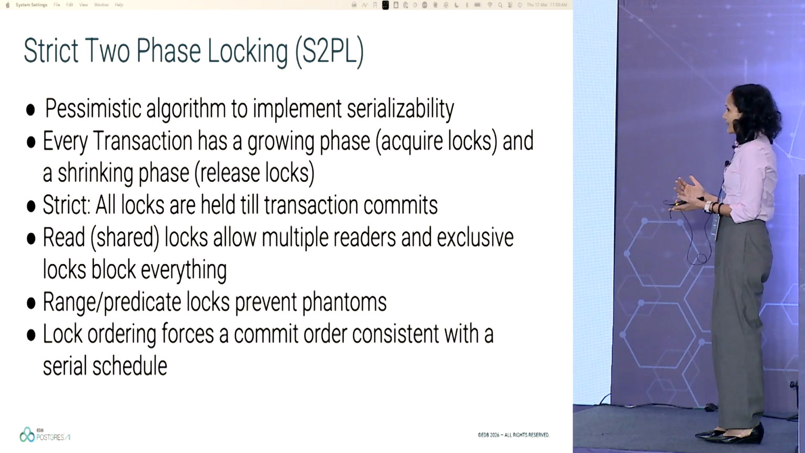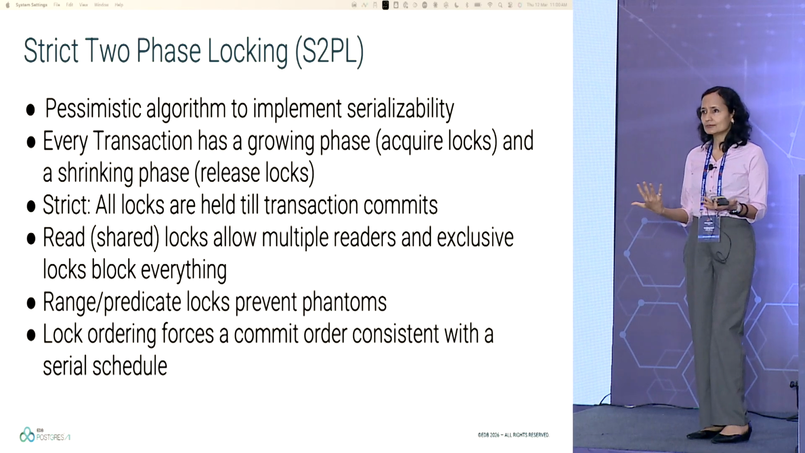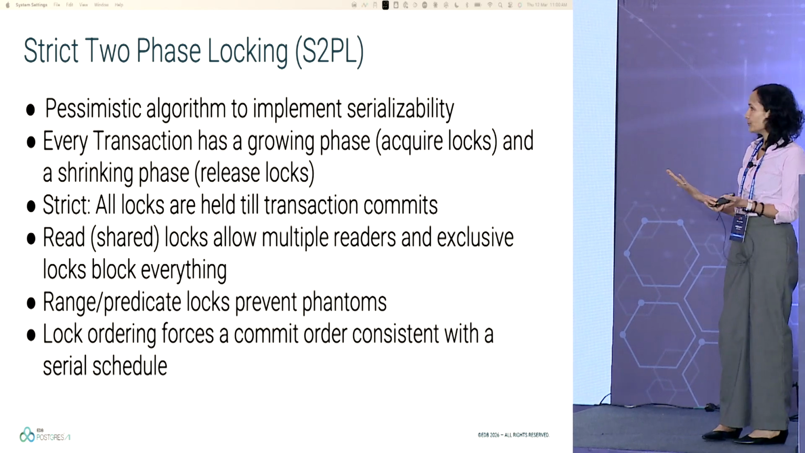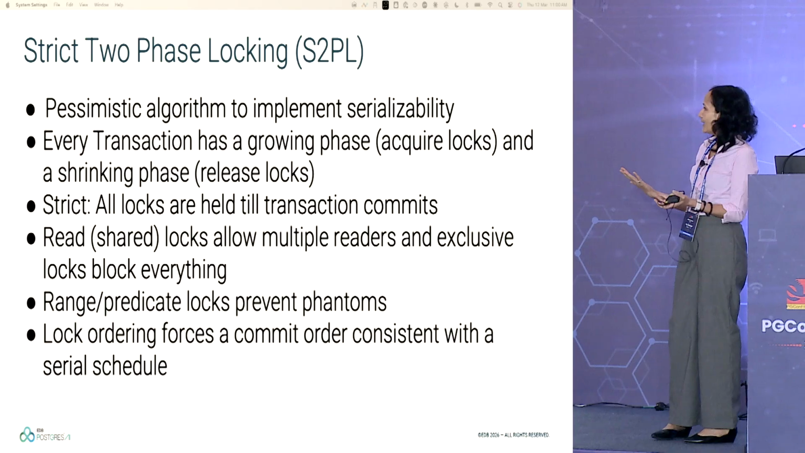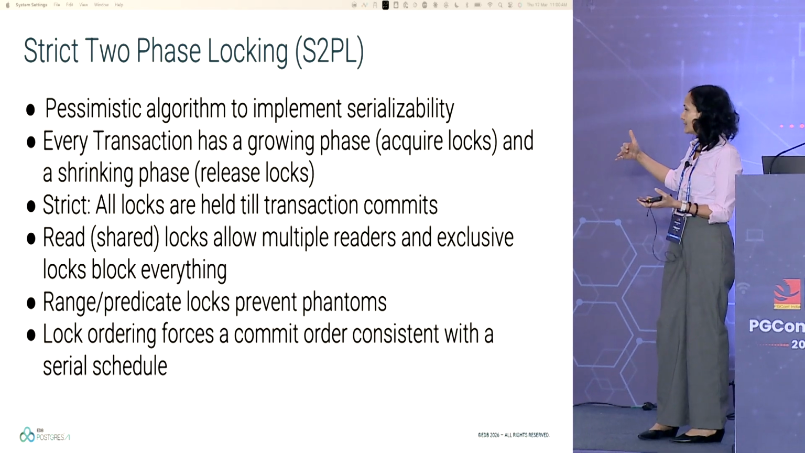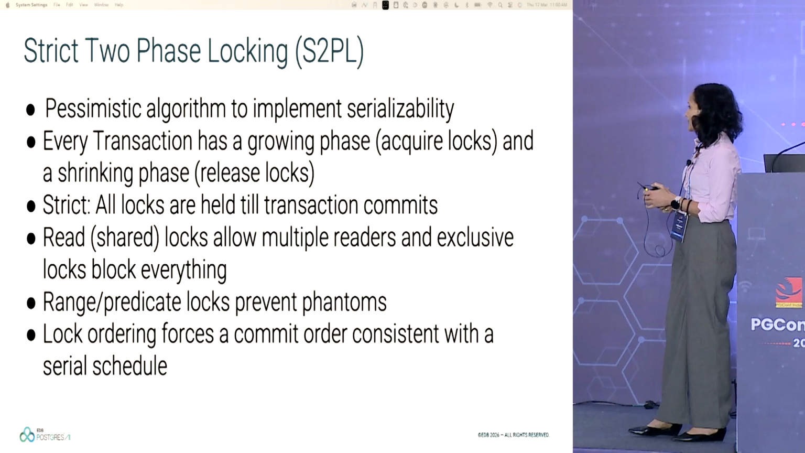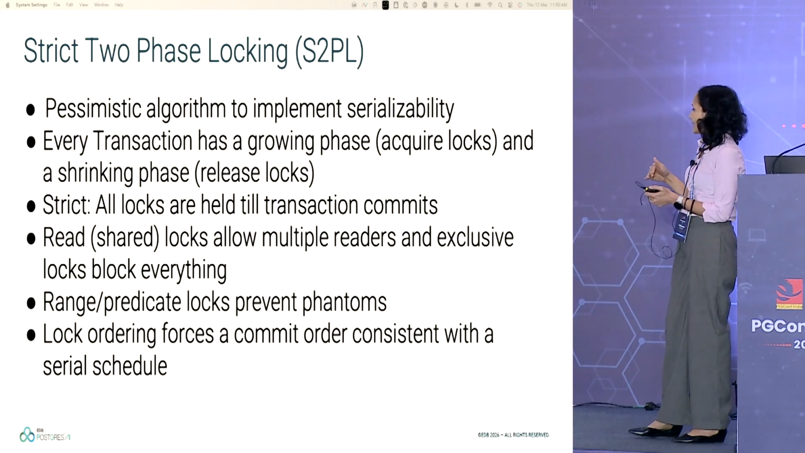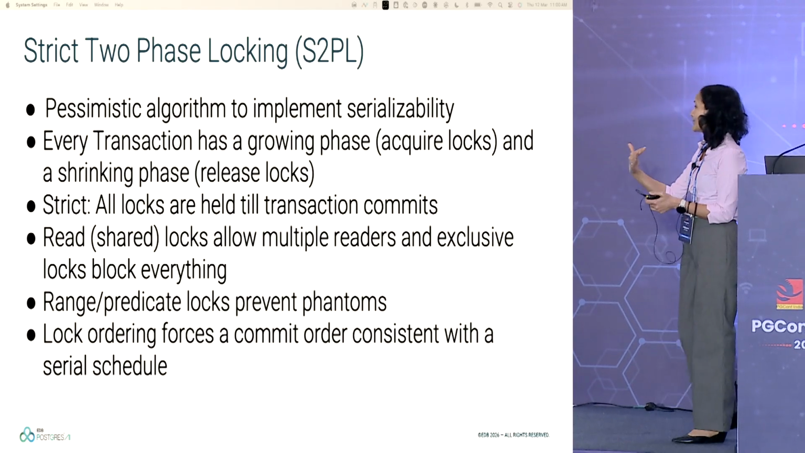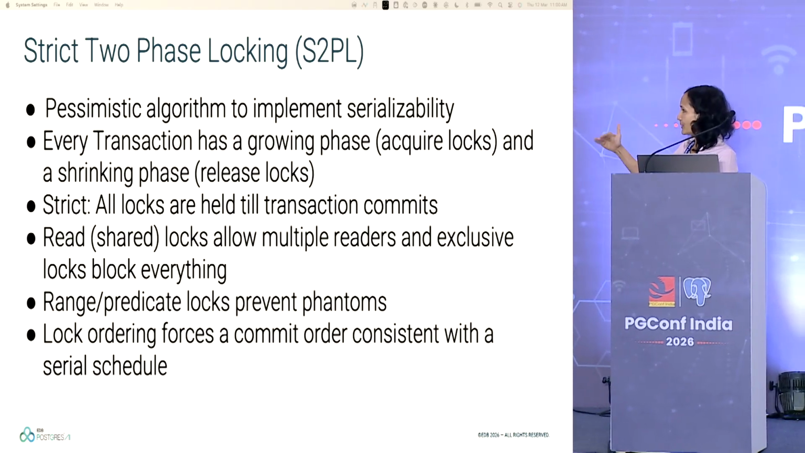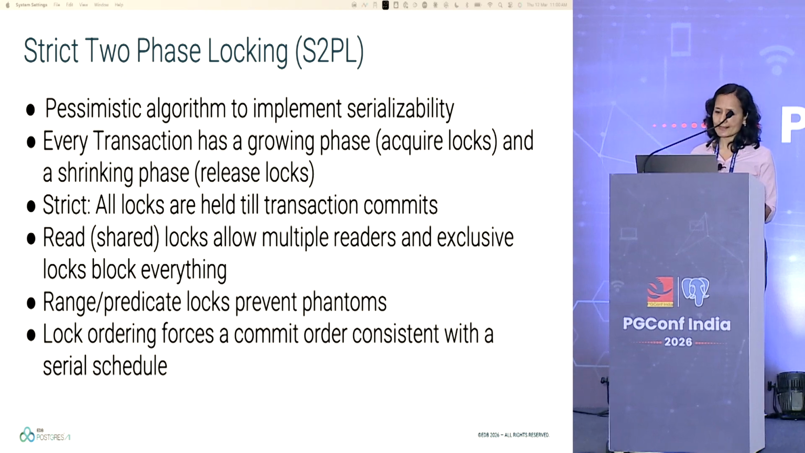So if you do a query that increases the salary of all employees where city is Pune, and a Pune employee gets added, the range is protected and the added employee will block till the query executes. So the lock ordering forces a commit order which is consistent with the serial schedule. The order in which transactions commit is the order in which the serial schedule sees them.